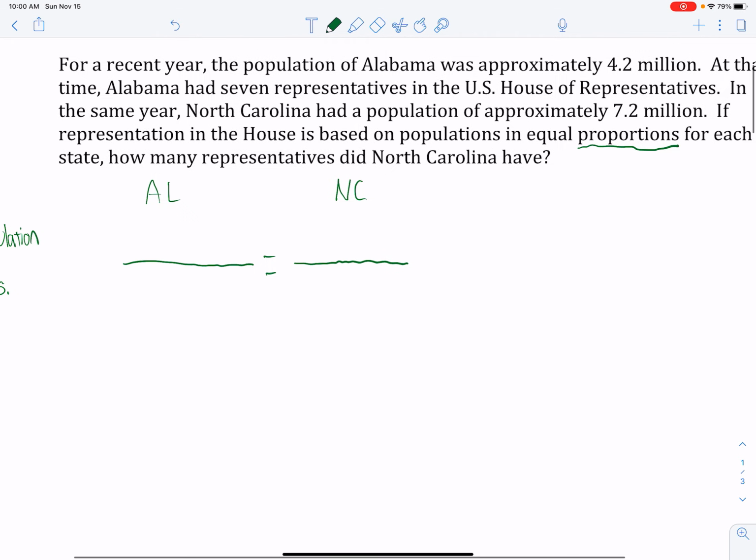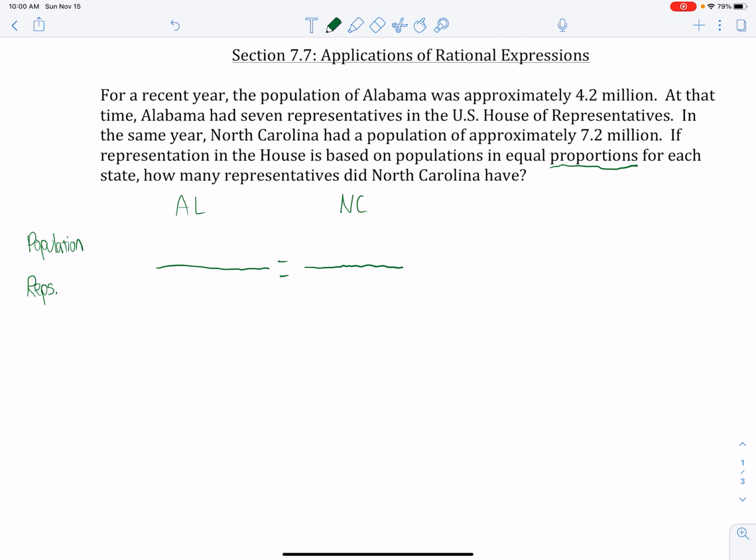So the population of Alabama was about 4.2 million, and they had 7 representatives in the House. The population of North Carolina was 7.2 million, and we don't know how many representatives they have. That's what we're trying to find. So we can put a variable for that, like R, or I often will just put X, just because it's the one I'm most familiar with.